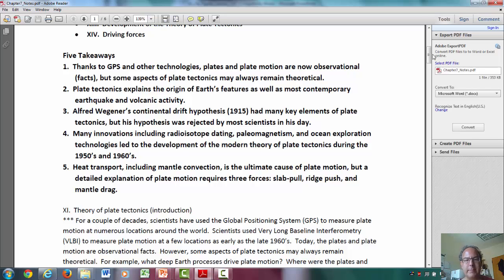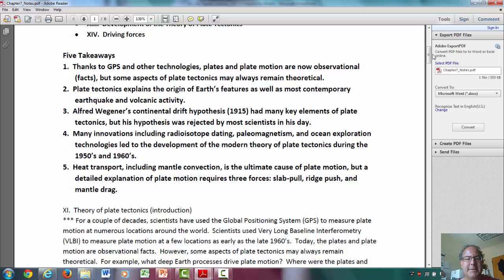While the contemporary theory of plate tectonics emerged during the 1950s and 60s, it was preceded by Alfred Wegener's continental drift hypothesis in 1915. His hypothesis had many of the key elements of plate tectonics, but it was rejected by most scientists in his day.